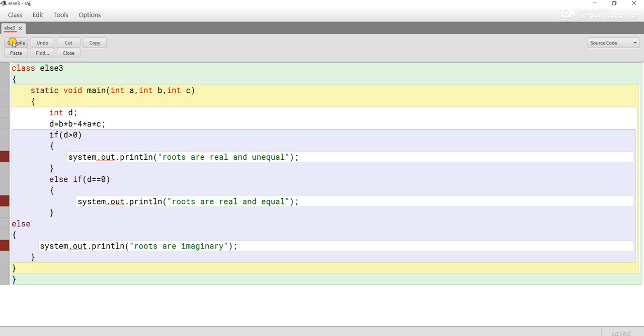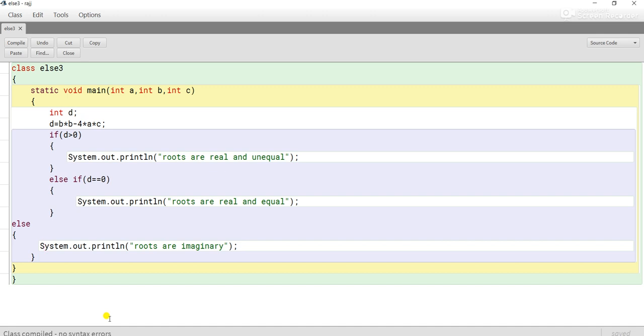So let me compile. So it is asking System. Yeah, S must be capital uppercase letter. Why? Because System is the built-in class. Every built-in class should start with uppercase character. So that is capital S. Okay. Now click on compile. There is no syntax error. You can notice here. So when there is no syntax error, now class is ready to execute.